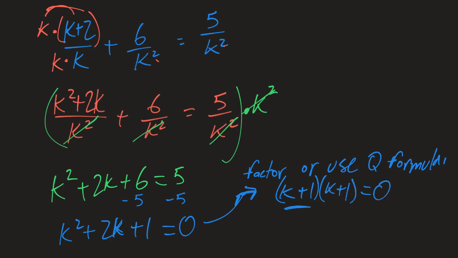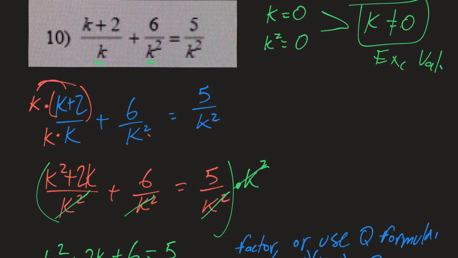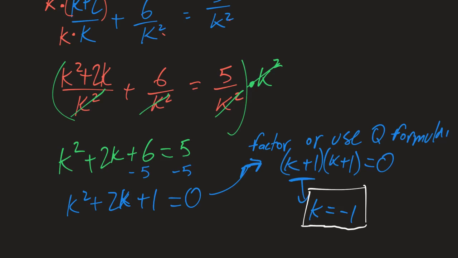And my solution for this is going to end up being k equals -1. And we should of course check if this answer is valid. So let's go back to our excluded value list and make sure it's not on the naughty list. I see my excluded value is 0. This answer is not 0, so we're good to go. And we just double checked our work.